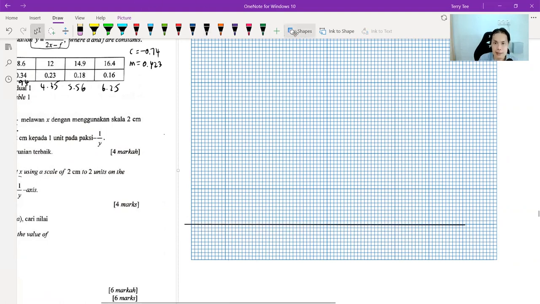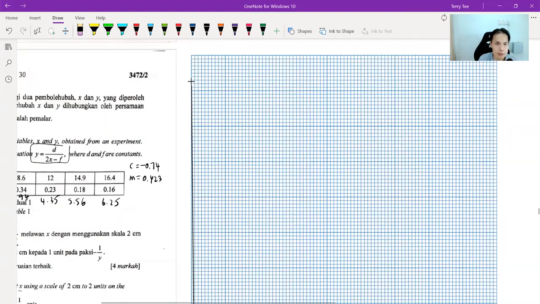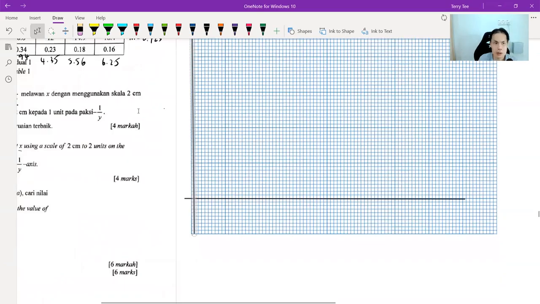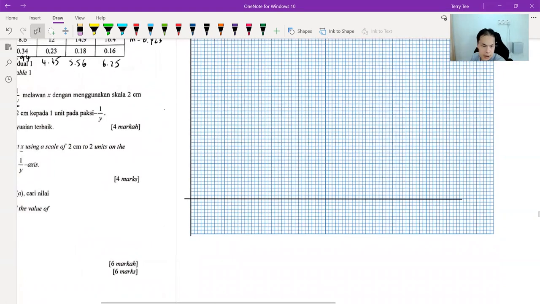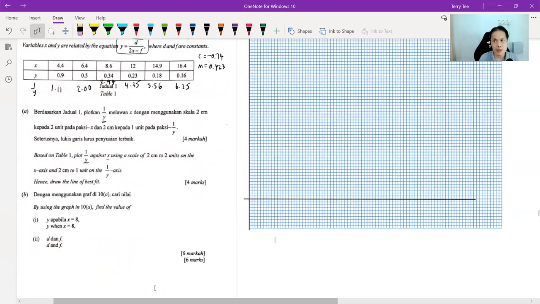Now let's draw the vertical axis. It goes all the way up. How high? I don't think it needs to be too high either. I'll just put it around here, because your largest value is just 6.25. Let me label it like this. Because my horizontal axis scale is 2 cm to 2 units, you can go back and see here. My vertical axis is 2 cm to 1 unit. So this will be over here.